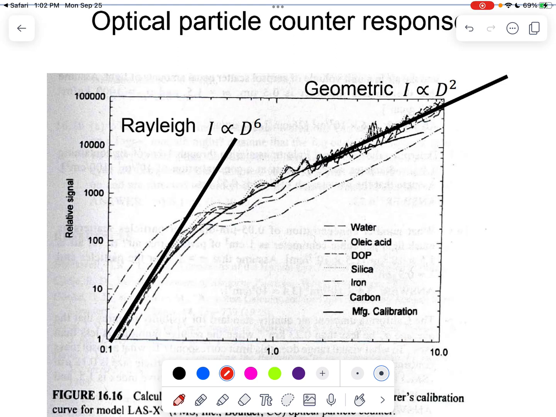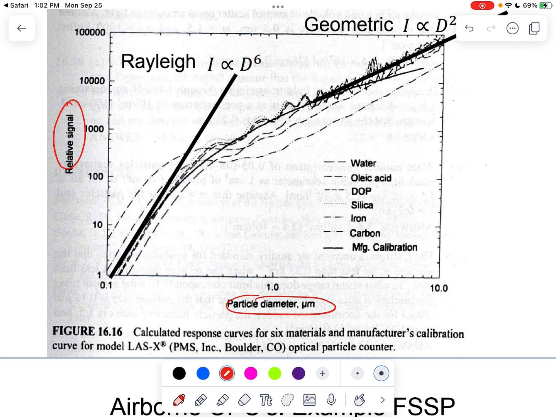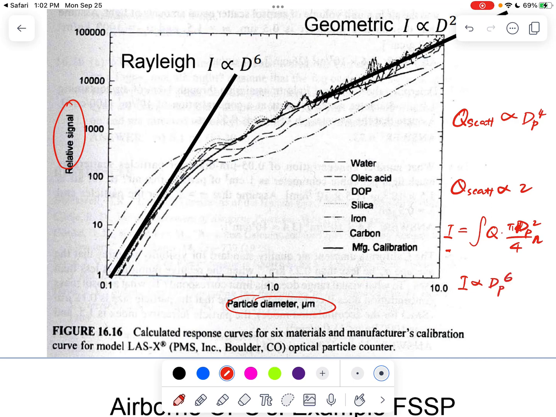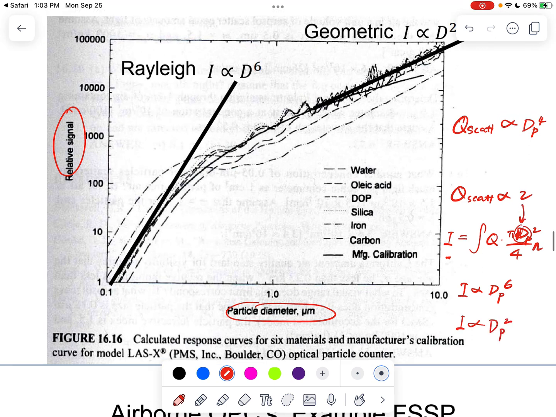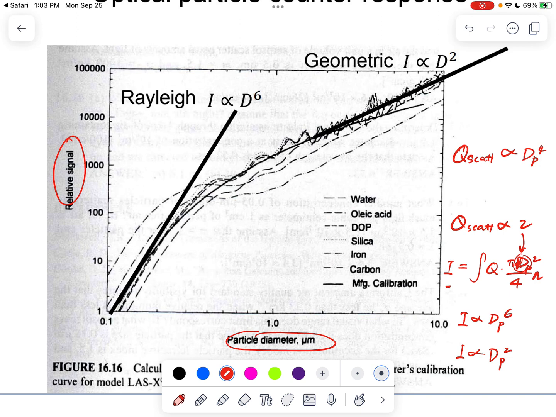So further here, you can see that this is showing you the OPC retrieved signal as a function of the particle diameter. As we said, the scattered light intensity, in the Rayleigh regime, is proportional to particle size to the power of 4, and in the geometric regime, is proportional to 2, right? And further, the scattered light intensity can be calculated by the integral of Q multiplied by pi dp squared over 4, multiplied by n, that's the size distribution. So if we assume the particles have a uniform size and the same concentration, the scattered light intensity is going to be proportional to dp to the power of 6 in the Rayleigh regime, and in the geometric regime, proportional to the particle size to the power of 2. And you can clearly see that in this diagram here, right?